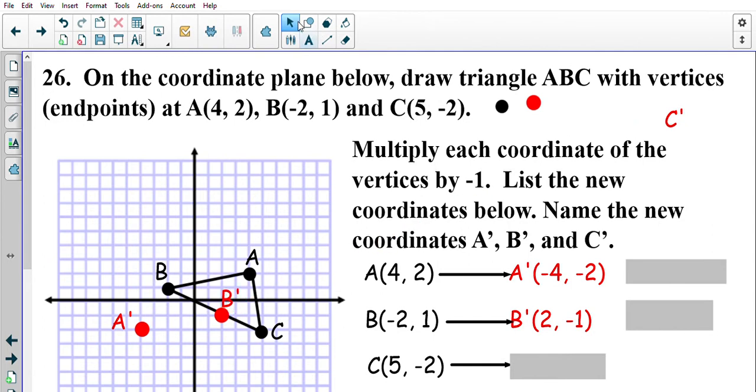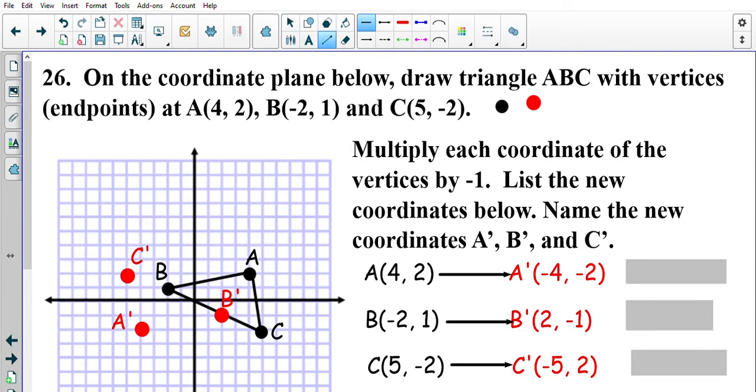C, we had 5, -2. Multiply by -1. 5 times -1 is -5. -2 times -1 is 2. So we go left 5, up 2, 1, 2, 3, 4, 5, up 2, and this will be C prime. Let's go ahead and connect these.